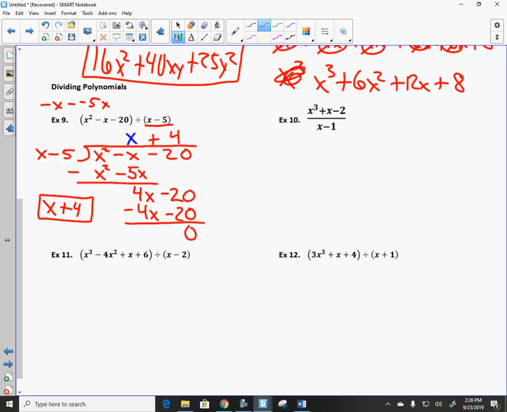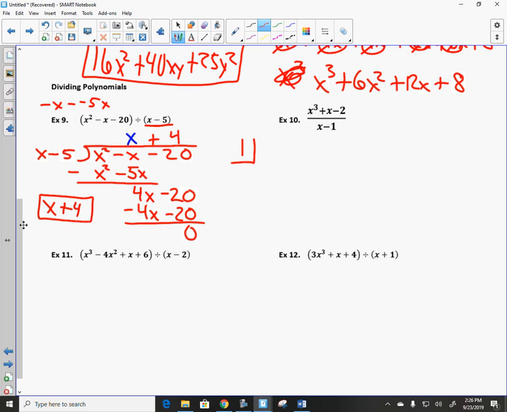Would you like to see an easier option? Let's view the easier option. I can do what we call synthetic division. I'm dividing by x minus 1, and this is what I have to answer. What number would you plug in for x to make this 0? 1. That's the number that goes in the half box.